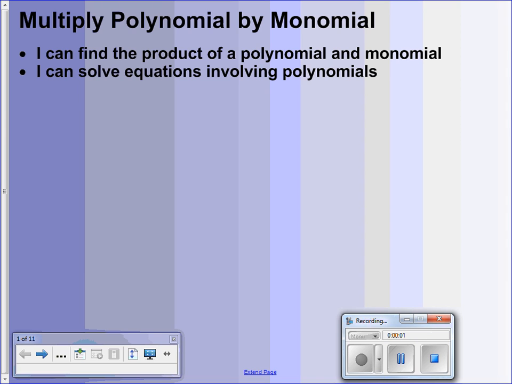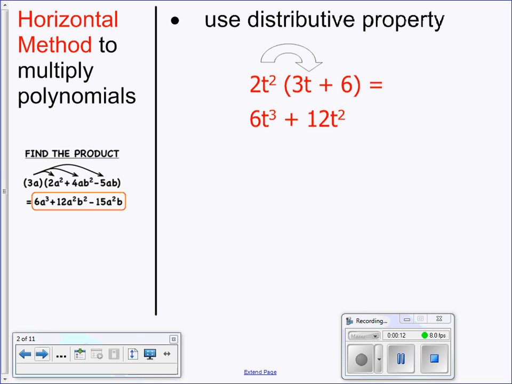In this lesson, we'll be multiplying a polynomial by a monomial. At the end of the lesson, you should be able to find the product of a polynomial and a monomial and solve equations involving polynomials. So if we want to do the horizontal method, we're just going to multiply using the distributive property.